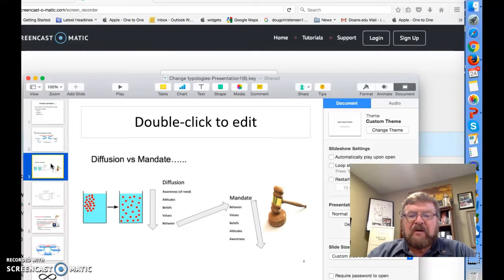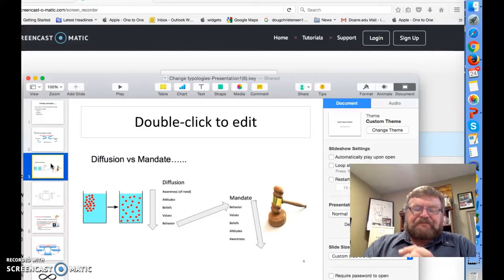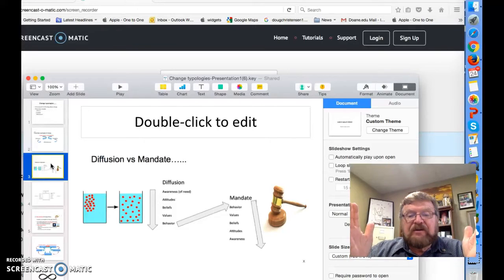As opposed to a mandate model, which begins with the behavior. It doesn't have anything to do with diffusion. It simply says, beginning now, you're going to start behaving differently. And when people start behaving differently, their value systems come into question. In other words, why am I doing this? What's this all about? What's it for? Why are we changing? That kind of thing.